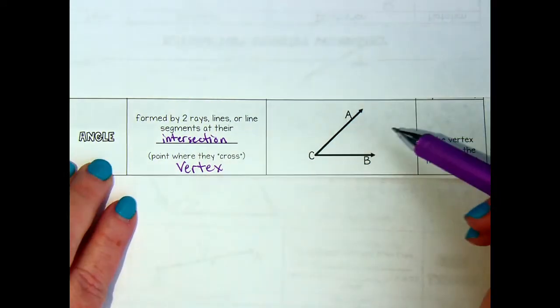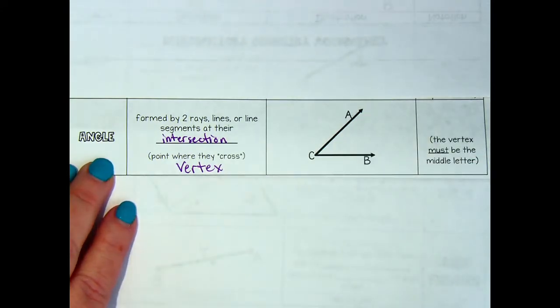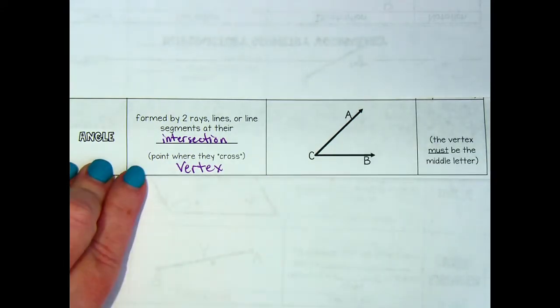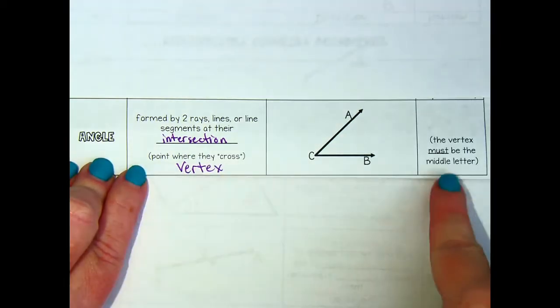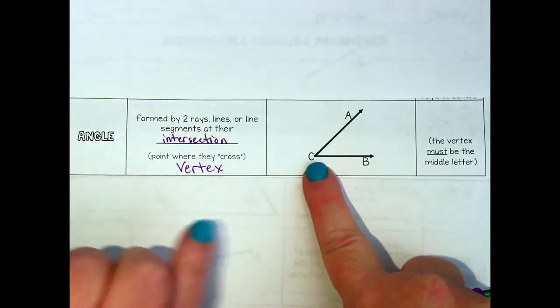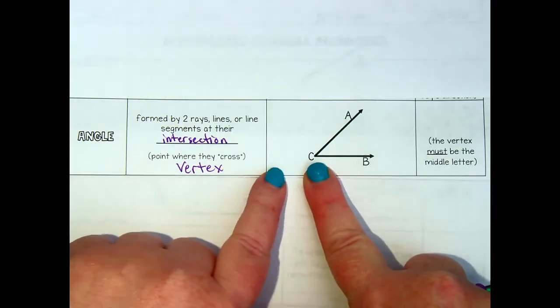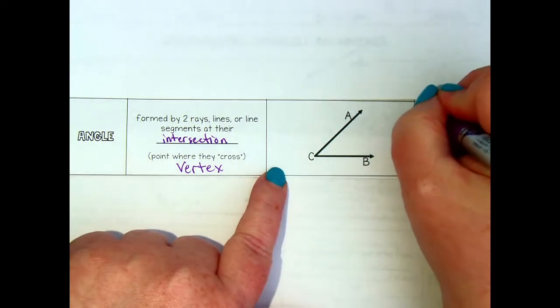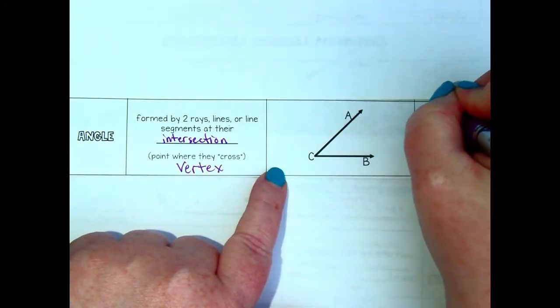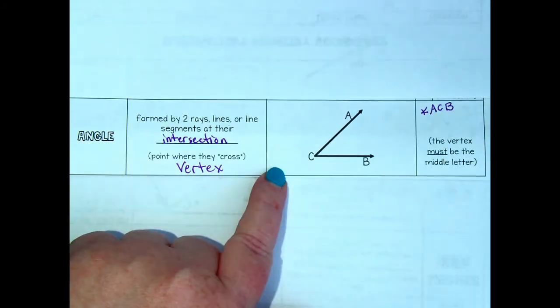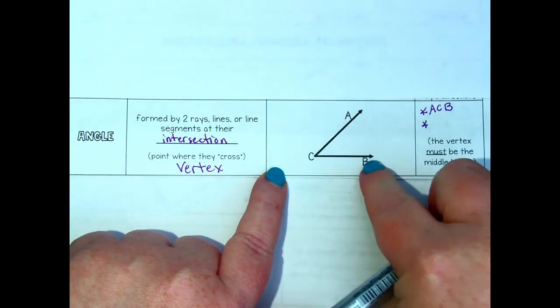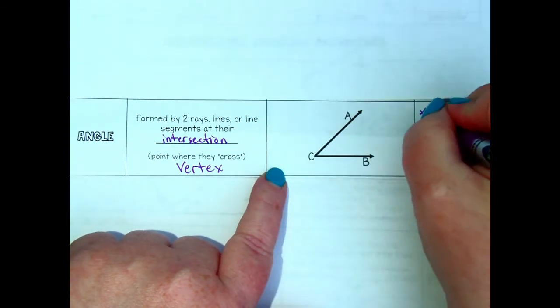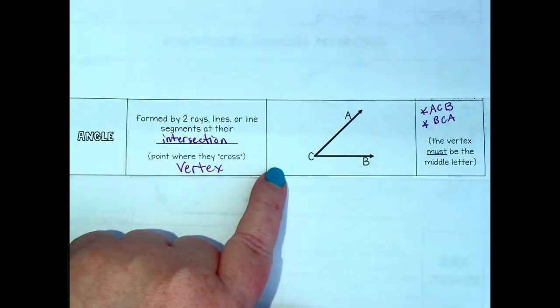So if I am going to name this angle, because I have to give everything names in geometry, there are four ways to name it. The first is I use three letters with the vertex in the middle, because letters in geometry tell us what to do, so the vertex has to be in the middle. So I could name this as angle ACB. Because order doesn't matter, I can also name it as angle BCA. Again, I have to keep the vertex in the middle when I am using three letters.